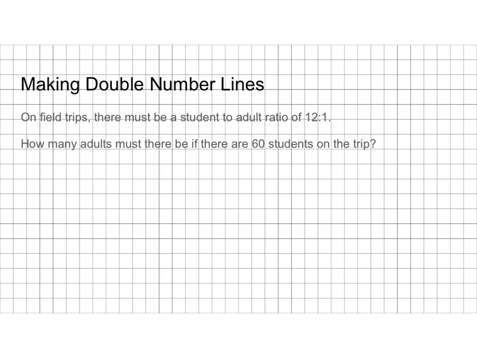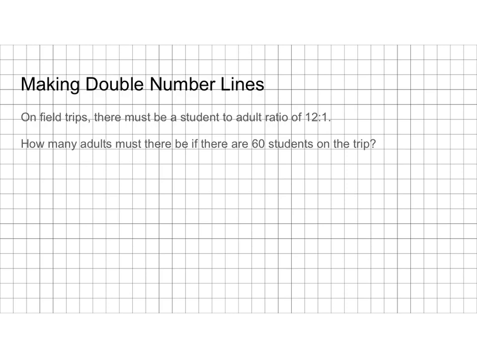So let's say that on a field trip, there must be a student to adult ratio of 12:1. Our question is, how many adults must there be if there are 60 students on the trip? So you may have your own way to solve this, but we're going to go ahead and show what it would look like with a double number line.